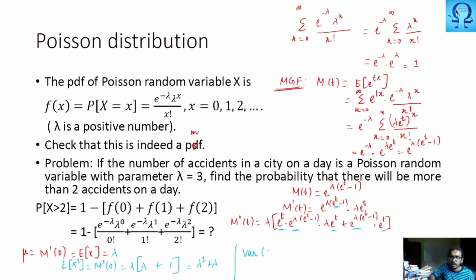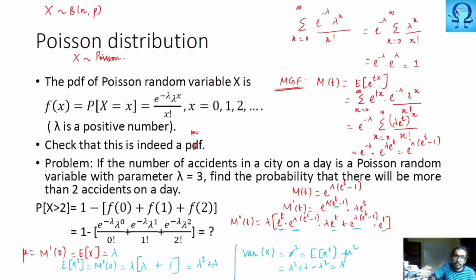Now what we need is variance, that is sigma square, that is expectation of x square minus mu square, that is lambda square plus lambda minus lambda square, which is lambda itself. For this Poisson distribution, mean and variance both are lambda. When we were studying binomial distribution, we said that if we write x as b of n comma p, it means that it is a binomial variate which takes two parameters. We need two parameters to describe the binomial distribution, whereas to describe the Poisson distribution we need only one parameter, that is lambda, which is the mean as well as the variance.